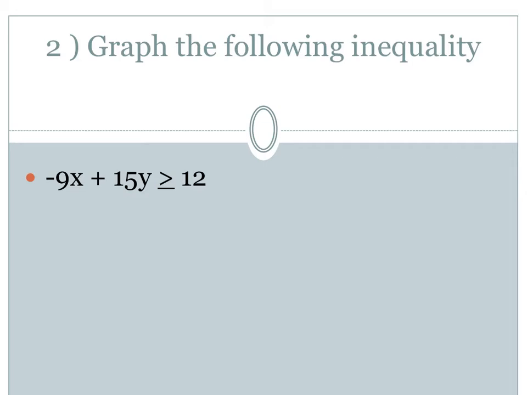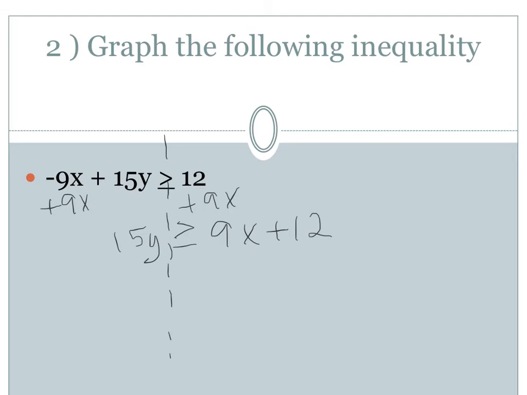Alright, so first step, I'm going to make my wall. And I'm going to move negative 9x to the other side. So if that's a negative, I'm going to put plus 9x on one side and plus 9x on the other. So now I have 15y is greater than or equal to 9x plus 12. Okay, so I have a coefficient of 15, so I'm going to divide everything by my coefficient.